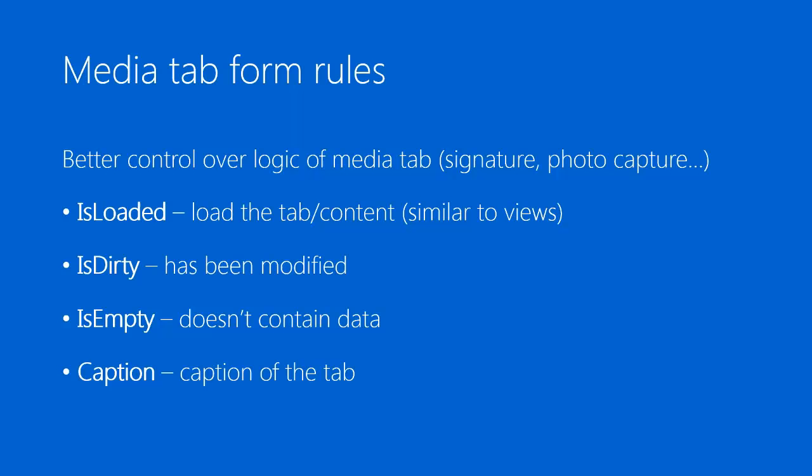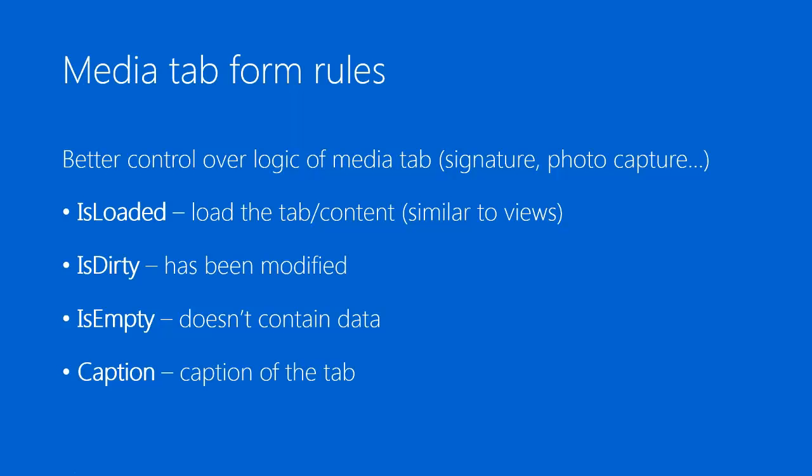Another part which we have enhanced in version 9.3 are the form rules, and especially on the media tab. The media tab is often part of your business logic. You want to have it contain a picture, contain a signature or something, and you want to ensure in your business logic that this content is provided or that it has been modified and so on. This is why we have added a couple of other properties on the media tab, which you can use.